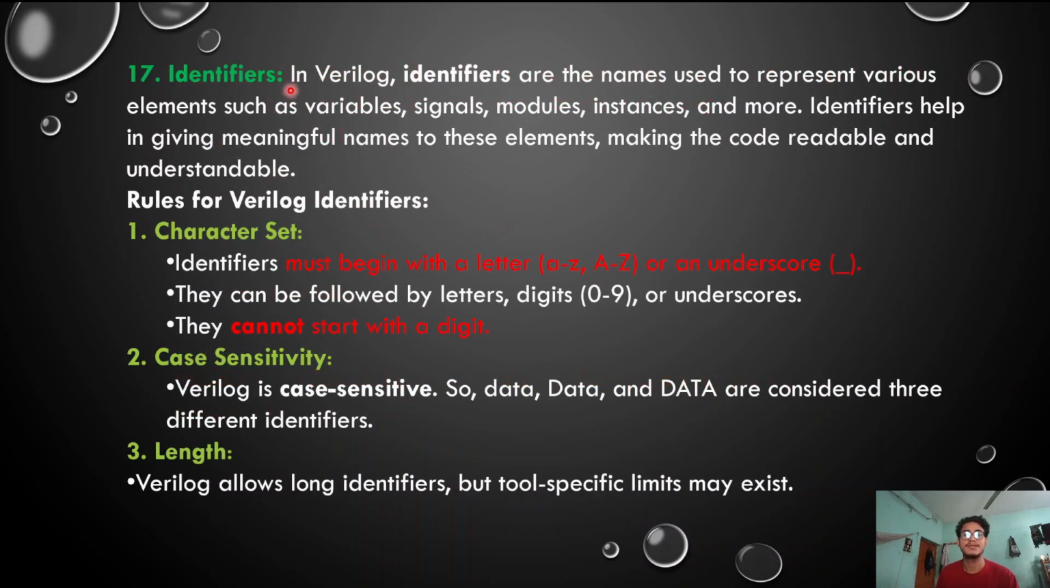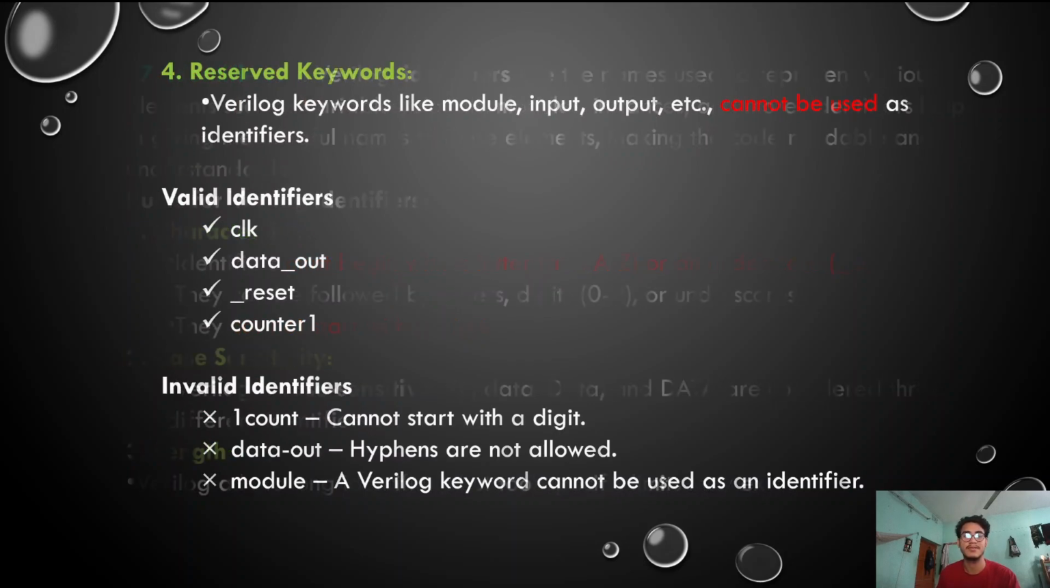Next one is identifiers. In Verilog, identifiers are the names used to represent various elements such as variables, signals, modules, instances, and more. Identifiers help in giving meaningful names to these elements, making the code readable and understandable. Rules for Verilog identifiers. There are 4 rules for Verilog identifiers. First one is character set, second one is case sensitivity, third one is length, fourth one is reserved keywords.